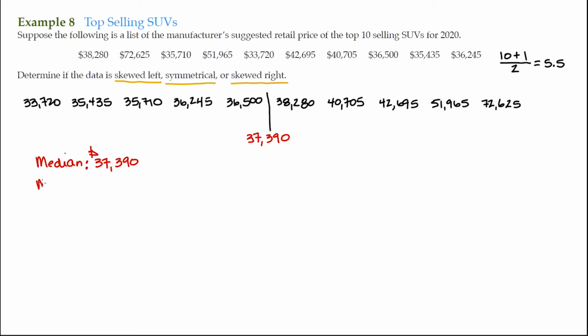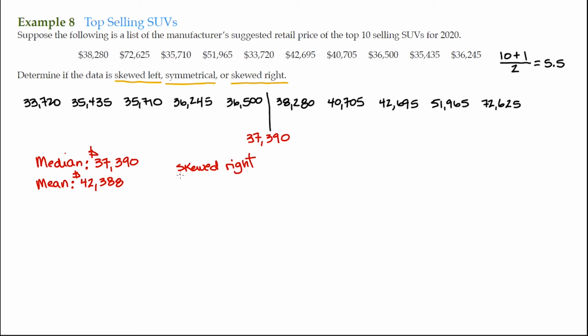The mean, of course, is we go ahead and we add all the values up and divide them by how many there are. And I already did that, and that comes out to be $42,388. So since the mean value seems to be significantly larger than the median value, that would suggest that this is skewed right. This data set is skewed to the right. The mean is further to the right than the median, so skewed right.